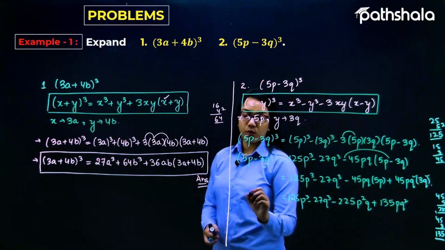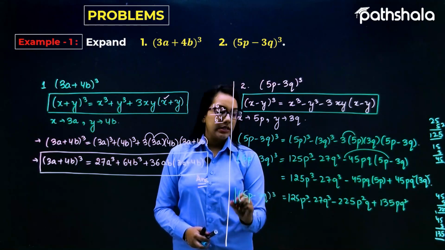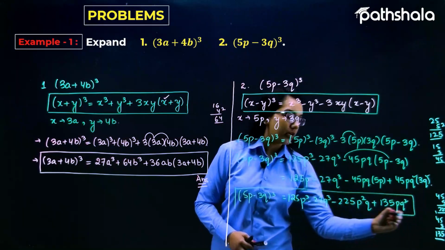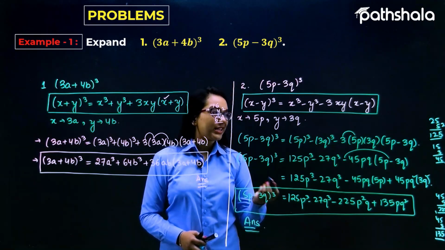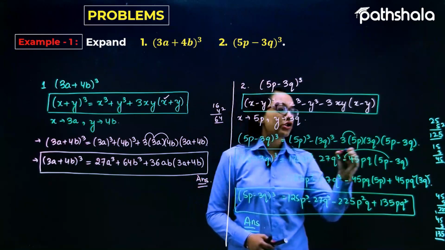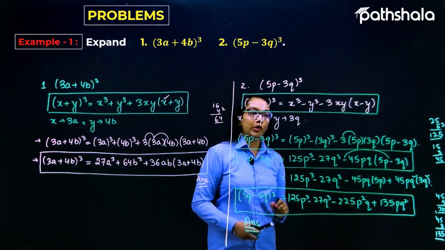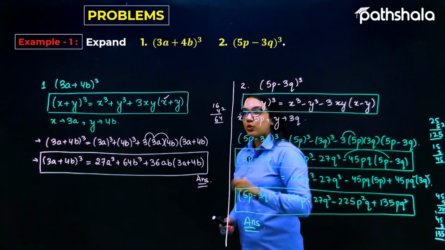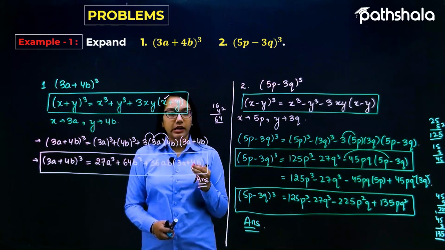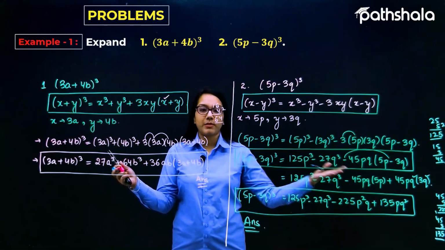So hence at the end, the expansion of (5p minus 3q) whole cube is equal to this particular term. So this is our answer. Either we can say that this is the expansion of this particular term, that is (5p minus 3q) whole cube, or we can say this is our answer. Both of these are the answer. So I hope all the steps related to the algebraic identities (x plus y) whole cube and (x minus y) whole cube are clear to you.